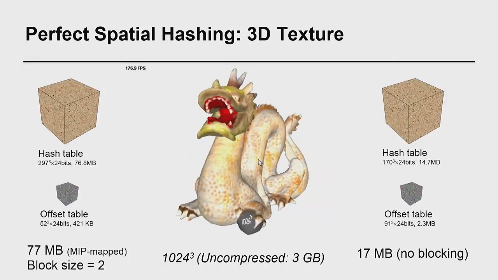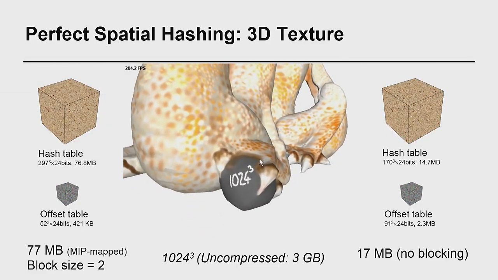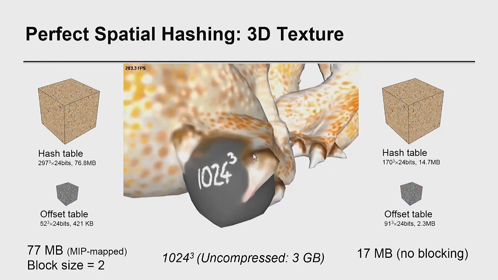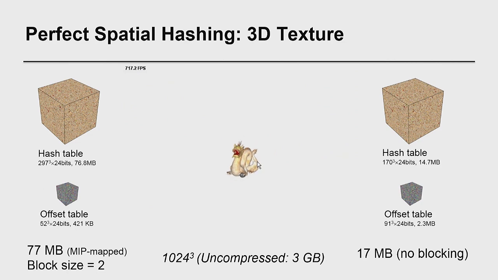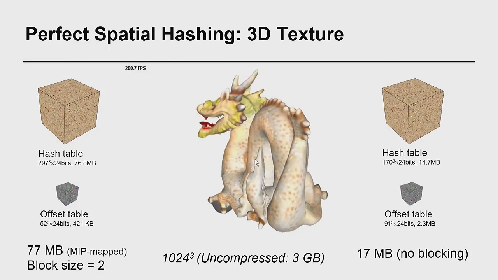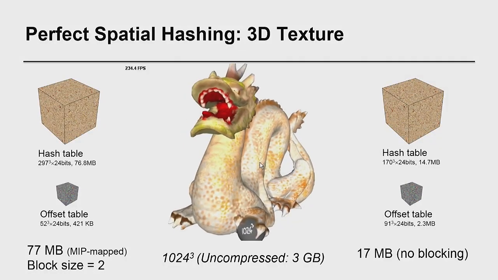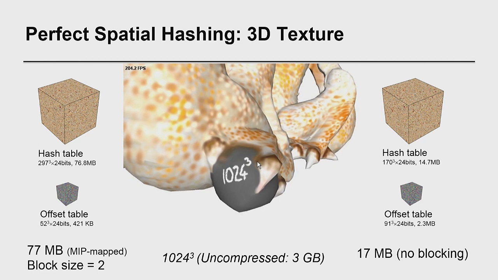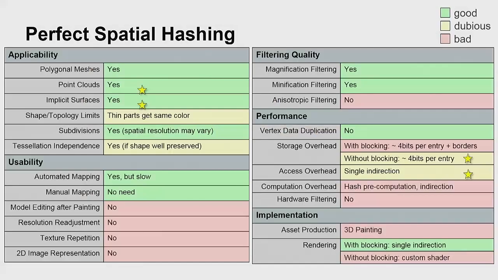So if you were to compare the data for a block size of 2 with MIP maps, in this case that uses a space of 77 megabytes. If you don't have any blocking, you can have 17 megabytes. So whether or not you want to have blocking is, I would say, sort of application dependent, right? Depends on what you want to do with these.